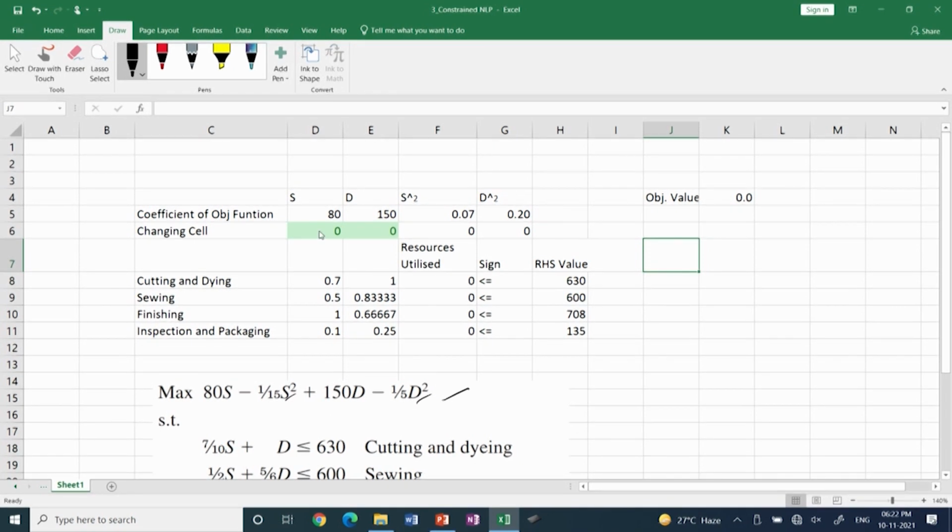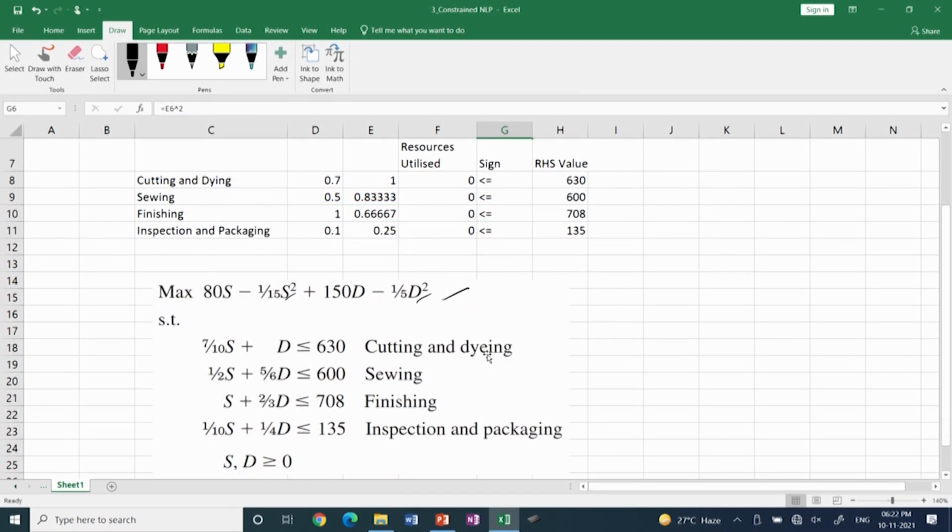So, D6 is the value of s, similarly E6 is the value of d, and F6 is the value of s square, similarly G6 is the value of d square. As usual, I have written all the other constraints, because if you look at the bottom, all the constraints are in linear form.